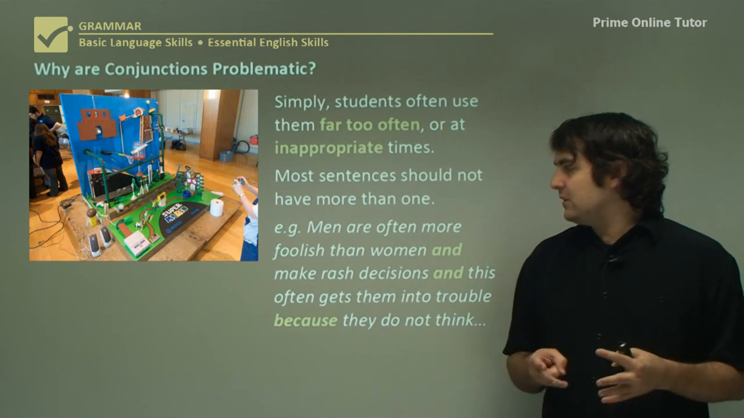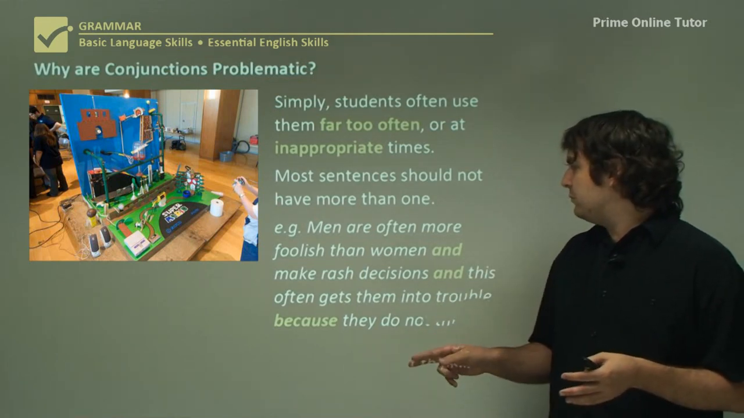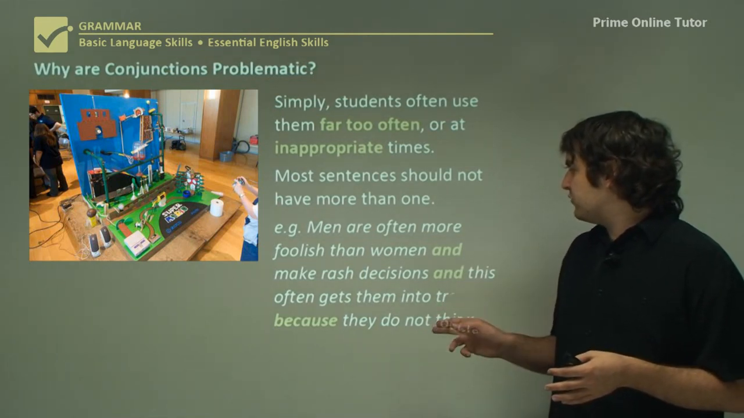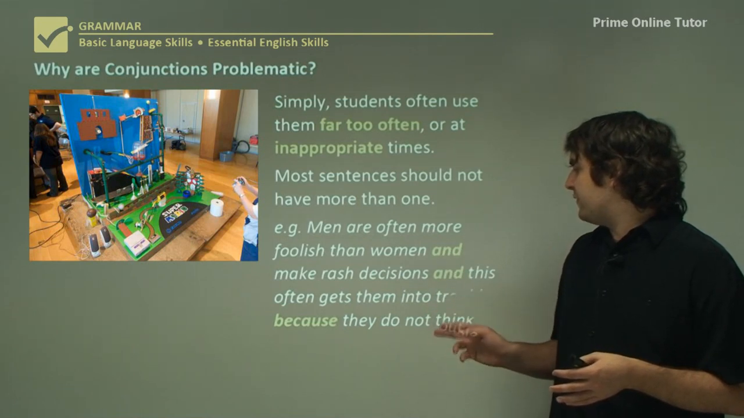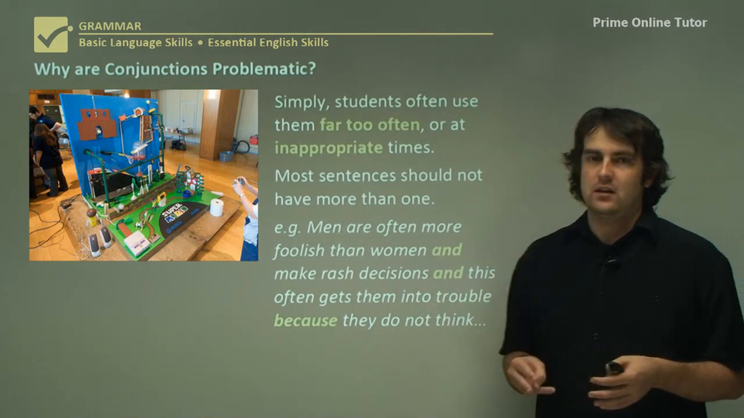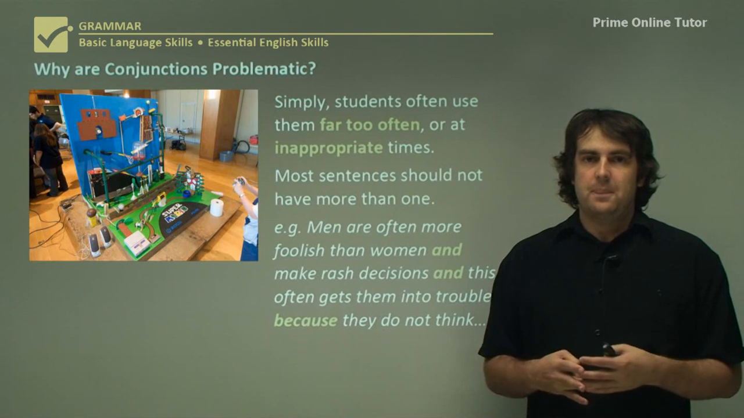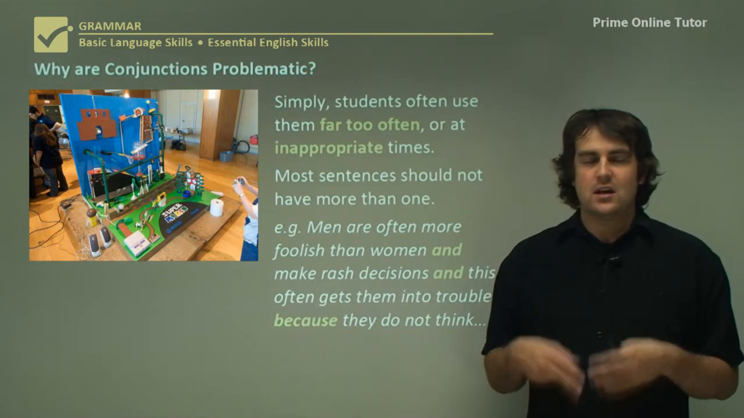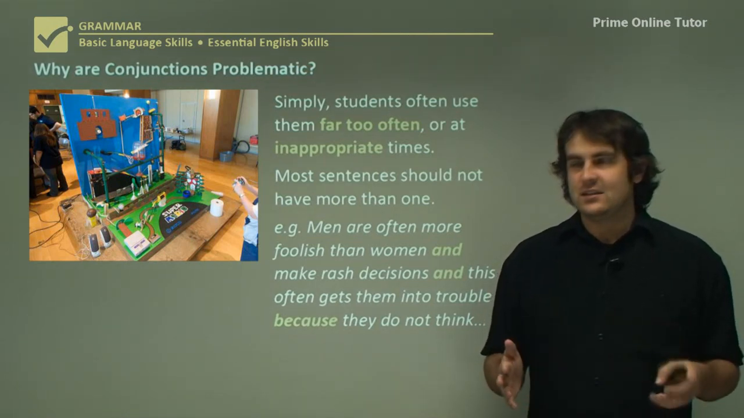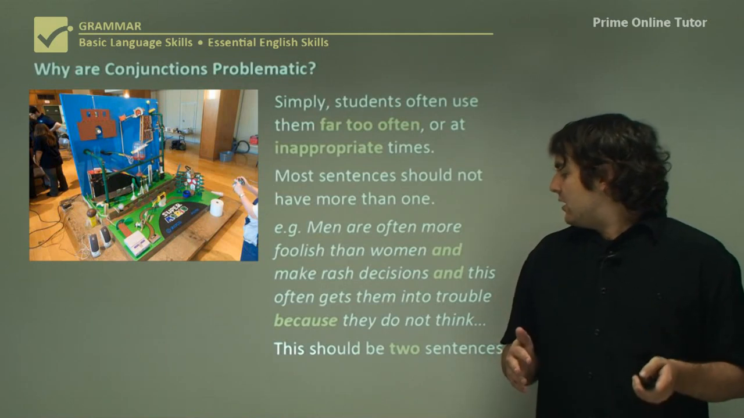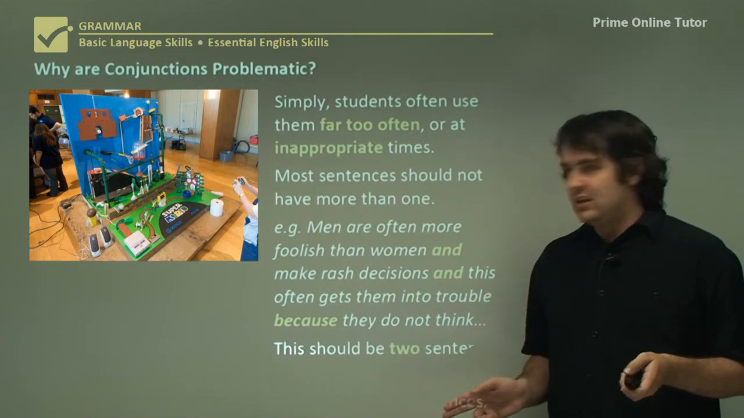But add more than that, and you've got a sentence that runs way too long. So this could easily be 2 sentences. Men are often more foolish than women. Full stop. They make rash decisions, and this often gets them into trouble because they do not think. Easy. All right. Nice and simple. It makes sense, and I didn't run out of breath. Fantastic. So, as I said, it's 2 sentences.